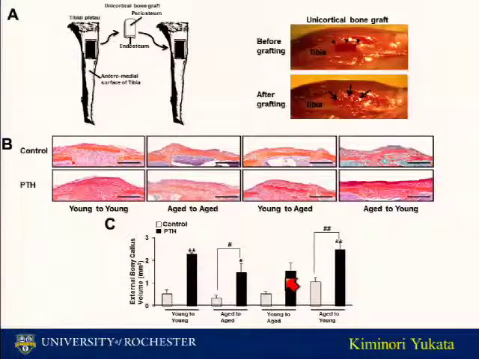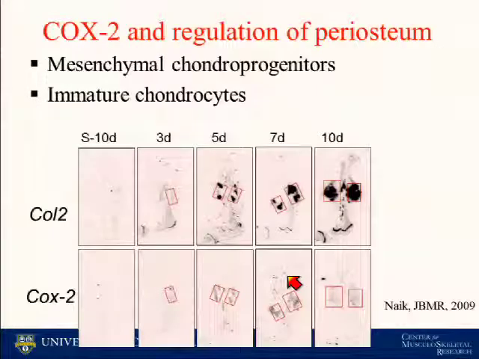At the same time, we think there are some cell autonomous effects, and one of the things that we've studied in our laboratory is COX-2 and its regulation in periosteal stem cell populations. Mesenchymal chondral progenitors, as is shown in this in situ hybridization, make COL2 in the fracture callus. They also have it in the growth plate. What's interesting is that COX-2 is produced in fracture callus, in mesenchymal chondral progenitors, and in immature chondrocytes, but not in the growth plate.